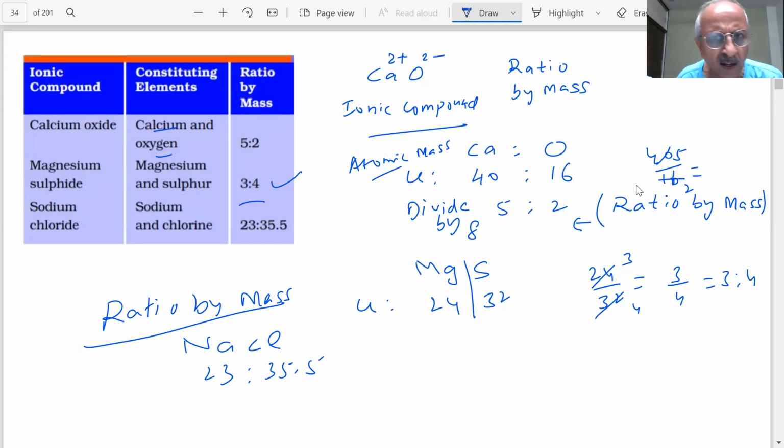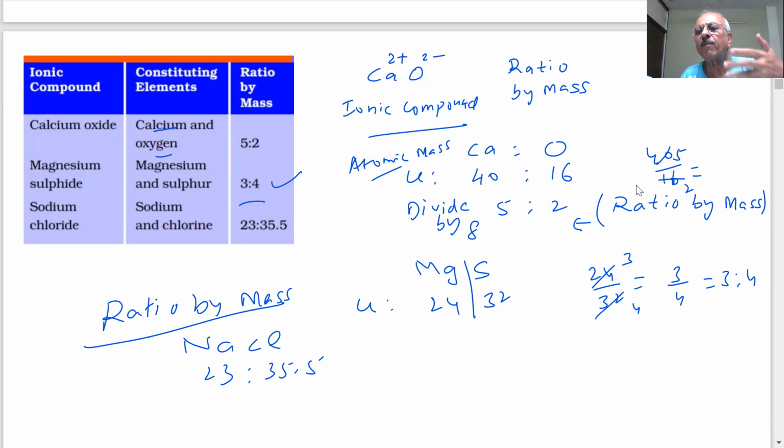We have already studied the law of definite or constant proportion. So we have discussed compounds, students. These are examples of ionic compounds, and we have also given you the other type of compounds. What type did we discuss, students? Covalent compounds like H2O, HCl, all that. Okay? Noted? Yes, sir. Very good.